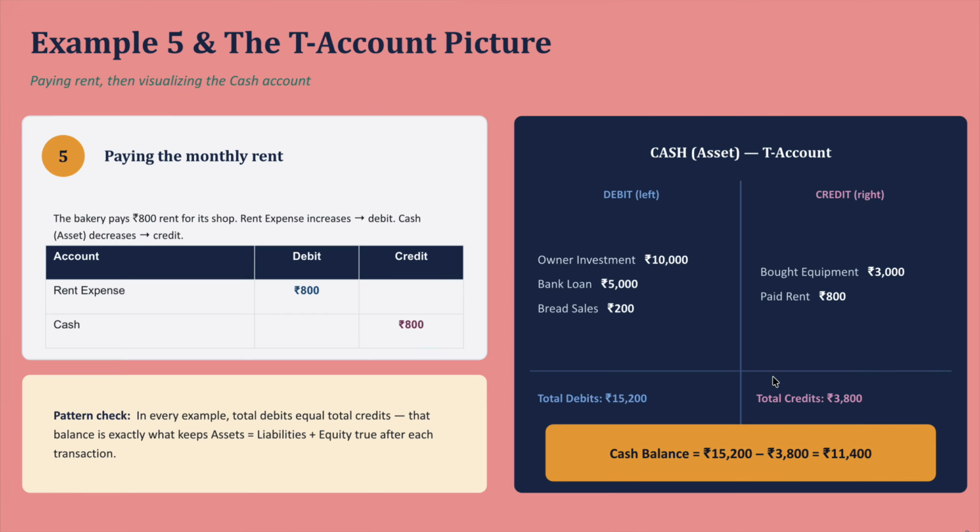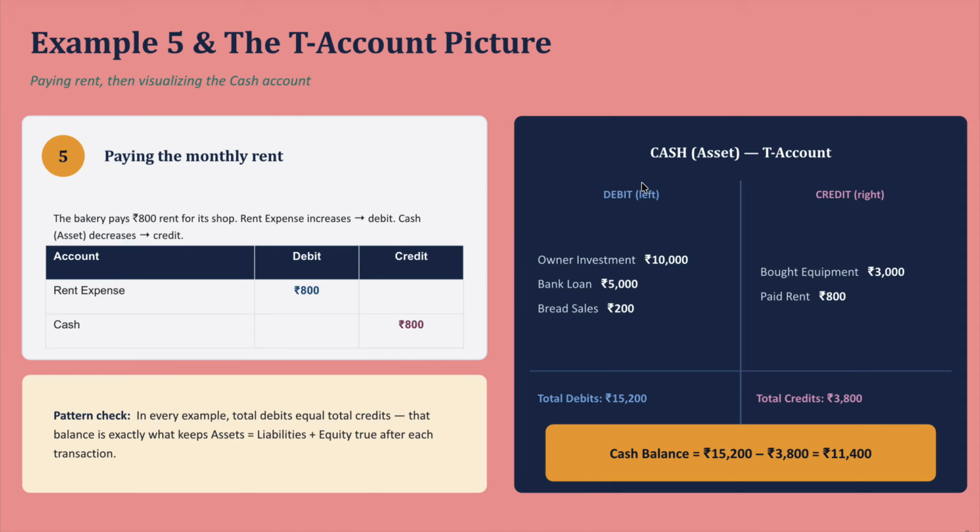Now paying monthly rent. So rent is an expense, nominal account, right? So expense has to be debited. Now when you are paying rent, what happened? Cash goes out. There is a decrease in asset. So credit what goes out? 800. So cash will be credited.